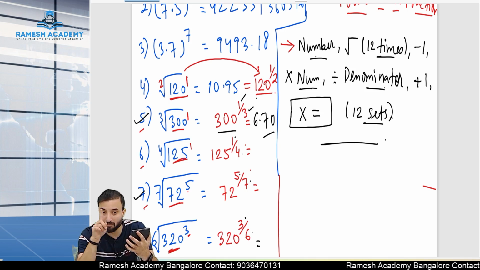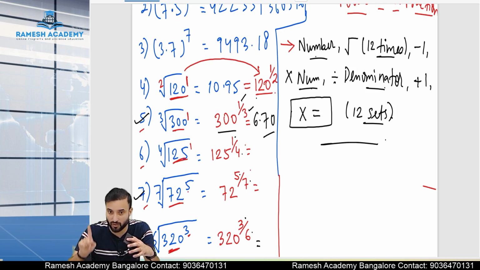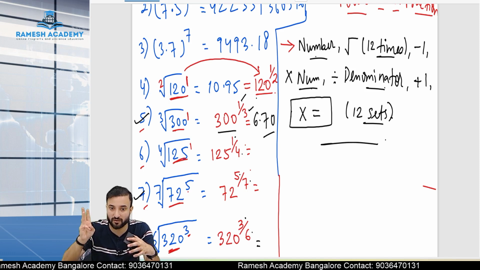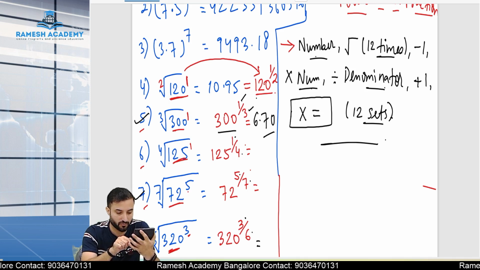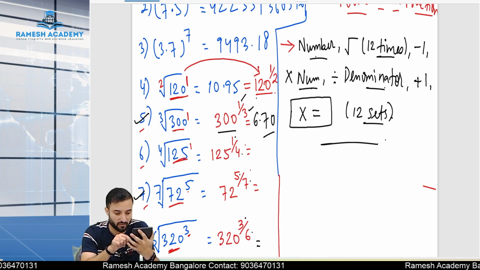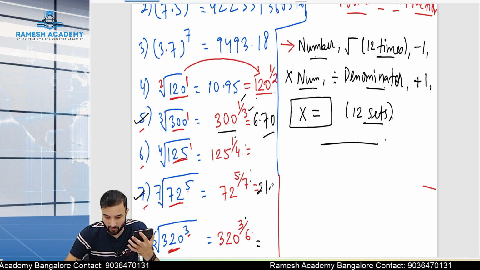Then plus 1. Then the last is multiply equal 12 sets. So remember the thing, multiply equal 1 set, multiply equal 2 sets, multiply equal 3 sets, like that 12 sets. Multiply equal 1, 2, 3, 4, 5, 6, 7, 8, 9, 10, 11, 12. So 21.2, 21.22.